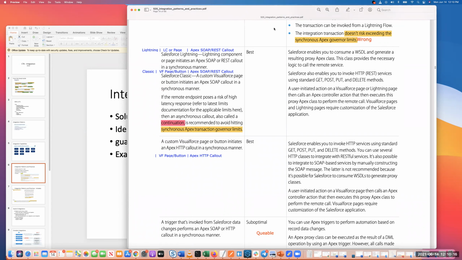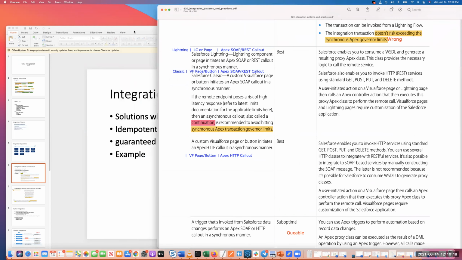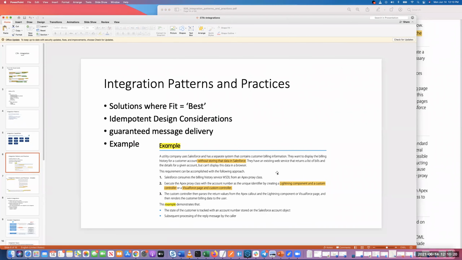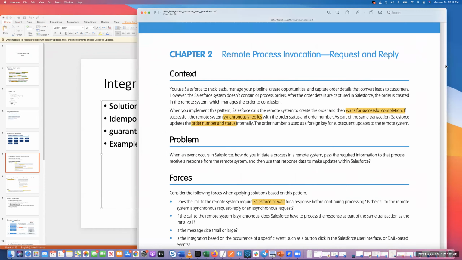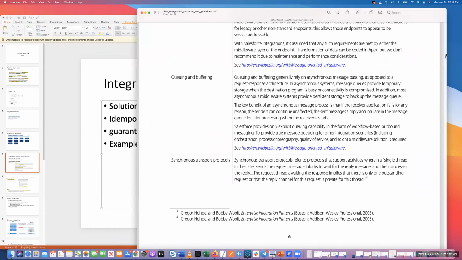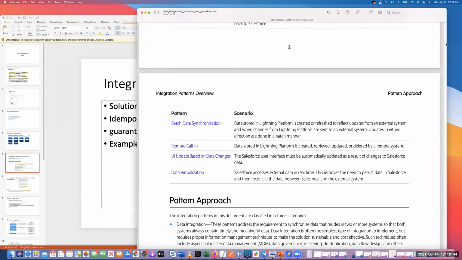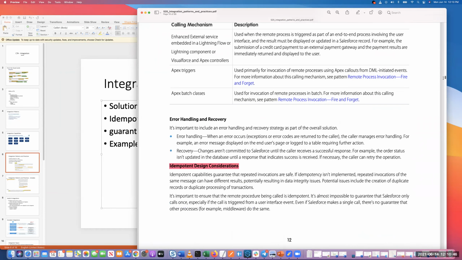So make sure you know for each pattern what is the best type. One of the key things I focused on in this document is to keep an eye on idempotent design and guaranteed message delivery. There are two keywords, and there are different sections in this document where you can just search for those words and make sure you read wherever those two topics are discussed.